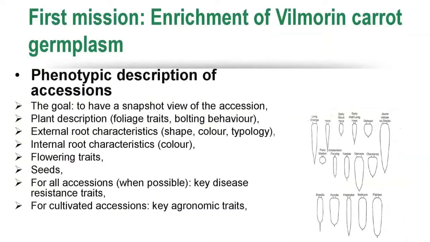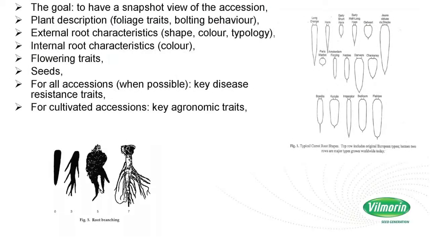So once it's multiplied, you can describe it. We do a brief description of the accession. Our goal is just to have a snapshot view. We describe different kinds of traits, really morphological traits, plant description, so foliage mainly, external root characteristics, internal root characteristics. We also try to use some flowering and some seed traits.